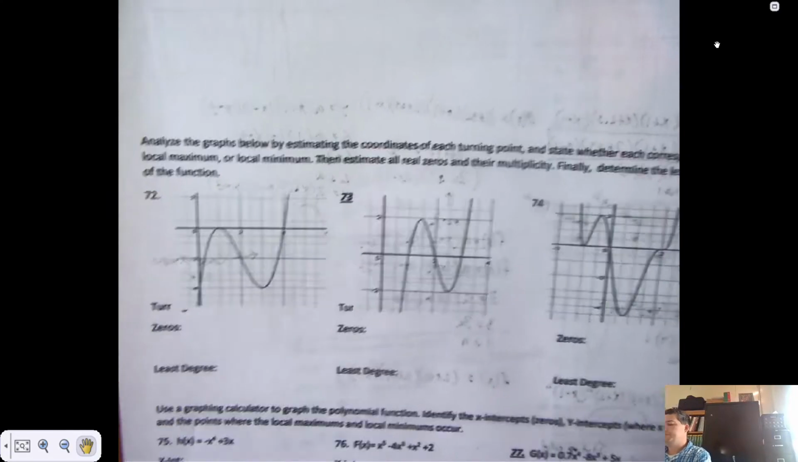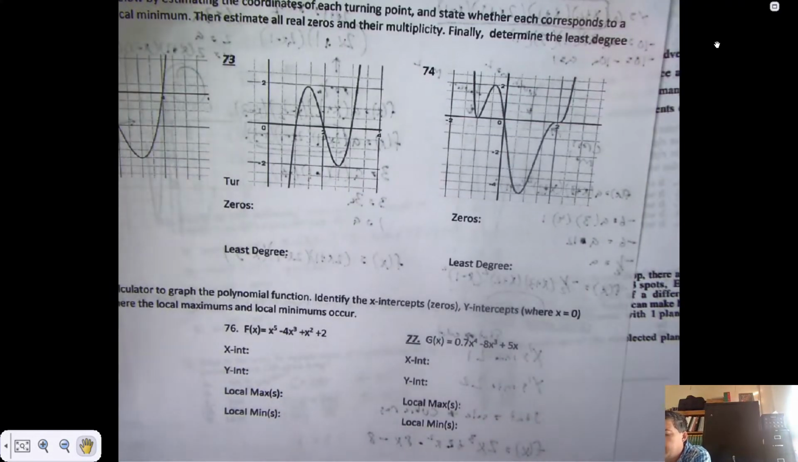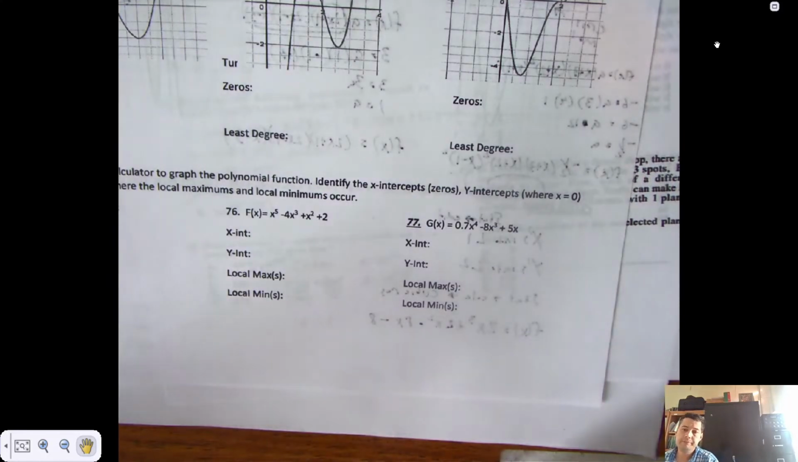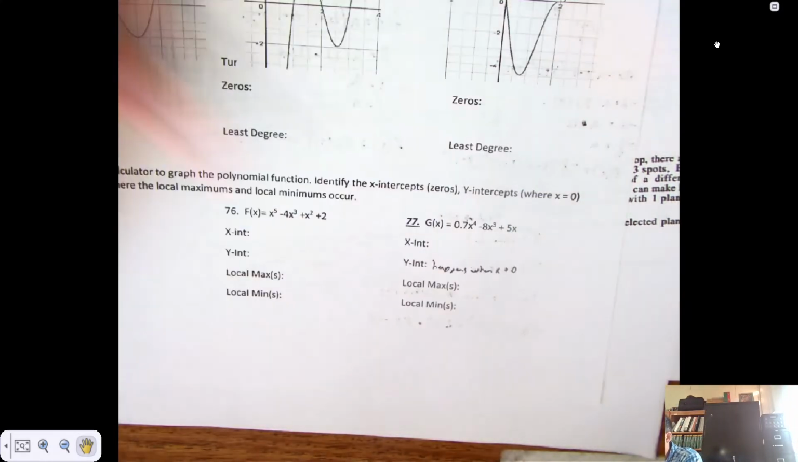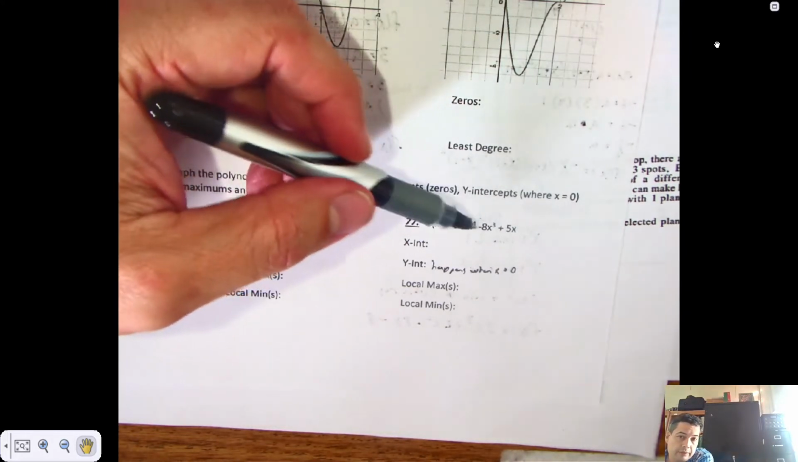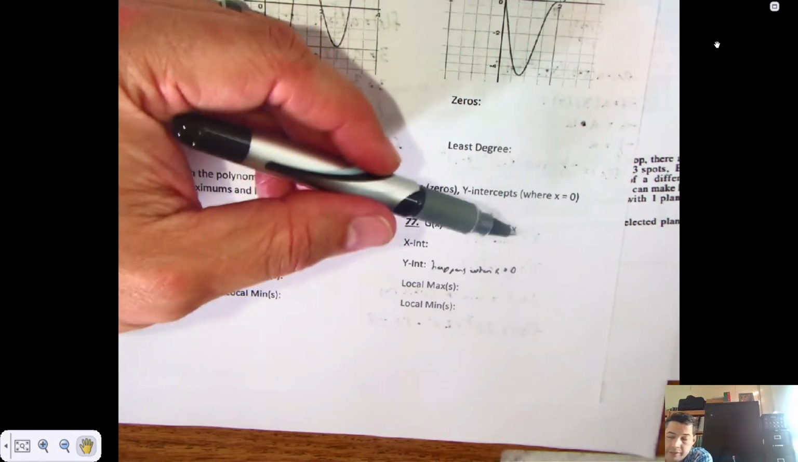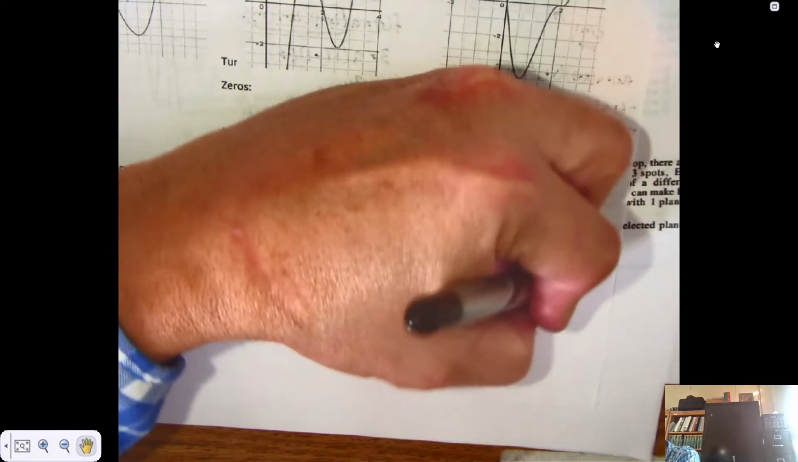Still working backwards. 77. Instructions say use the graphing calculator to graph the polynomial. Identify the x-intercepts, the y-intercepts, and the points where local maximums and minimums occur. So these are ugly things that you just couldn't do by hand, although you can do some of it by hand. Like a y-intercept's easy. It happens when x is 0. So if I throw a 0 at this thing, that's a 0, that's a 0, that's a 0. The y-intercept happens to be at 0, 0.